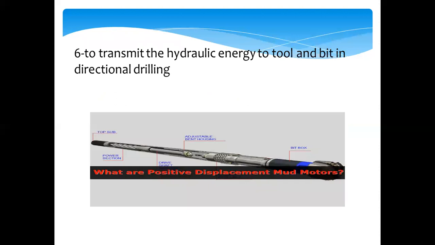Number six, to transmit the hydraulic energy to tools and bit in directional drilling. As we know, in directional drilling, the drill bit doesn't rotate from surface, but it's rotated by hydraulic motors, and this motor needs power to be rotated. So we use drilling fluid with a high velocity that is sufficient to rotate this motor, and then to rotate the drill bit, and we can drill. Okay.